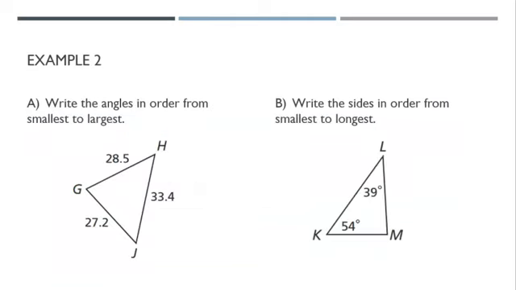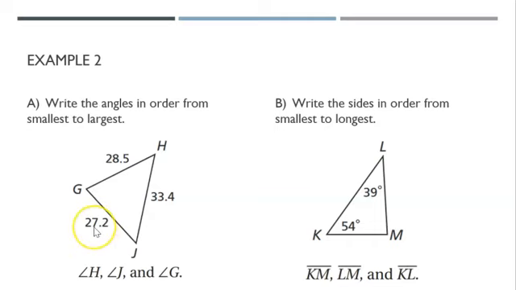In example 2, we're asked to write the angles in order from smallest to largest in this first triangle. Then we're also asked to write the sides of the second triangle in order from smallest to largest. So I would encourage you to pause this video, try and do it, and then hit play to see if you're right. The first triangle, you need to identify the smallest side, which is this one here, 27.2.